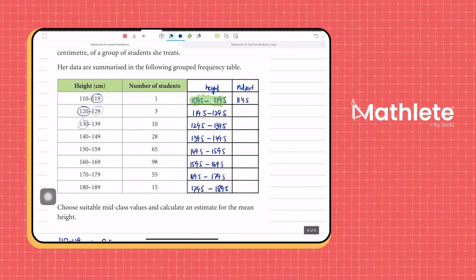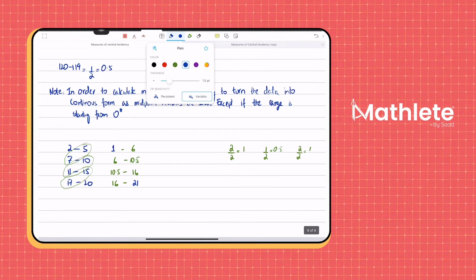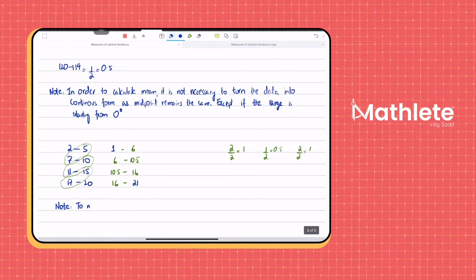And when is it absolutely necessary to convert the data into continuous form? When we have to make a histogram or a cumulative frequency curve. Let's write that down also. Another important note: to make a histogram or a cumulative frequency curve, we must convert the data into continuous form. Okay, and how do we convert it into continuous form? Now you guys know. Okay.